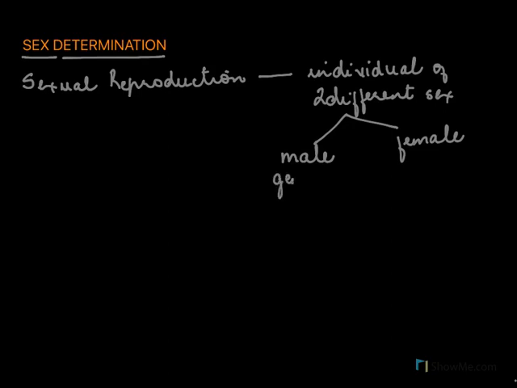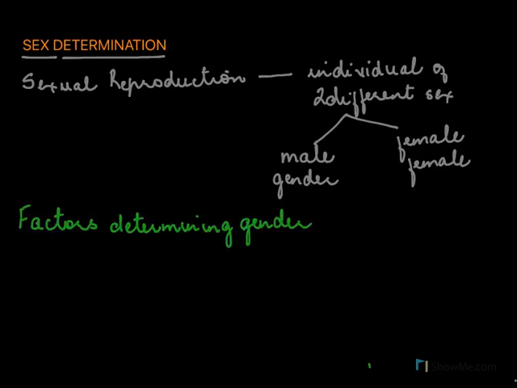or the male gender and the female gender. So when a child is born, the child could either be a male gender or a female gender. What is it that decides that an offspring or an organism is a male gender or a female gender? Now, there are a number of factors that determine the gender of an organism. Out of these, we're just going to learn two.